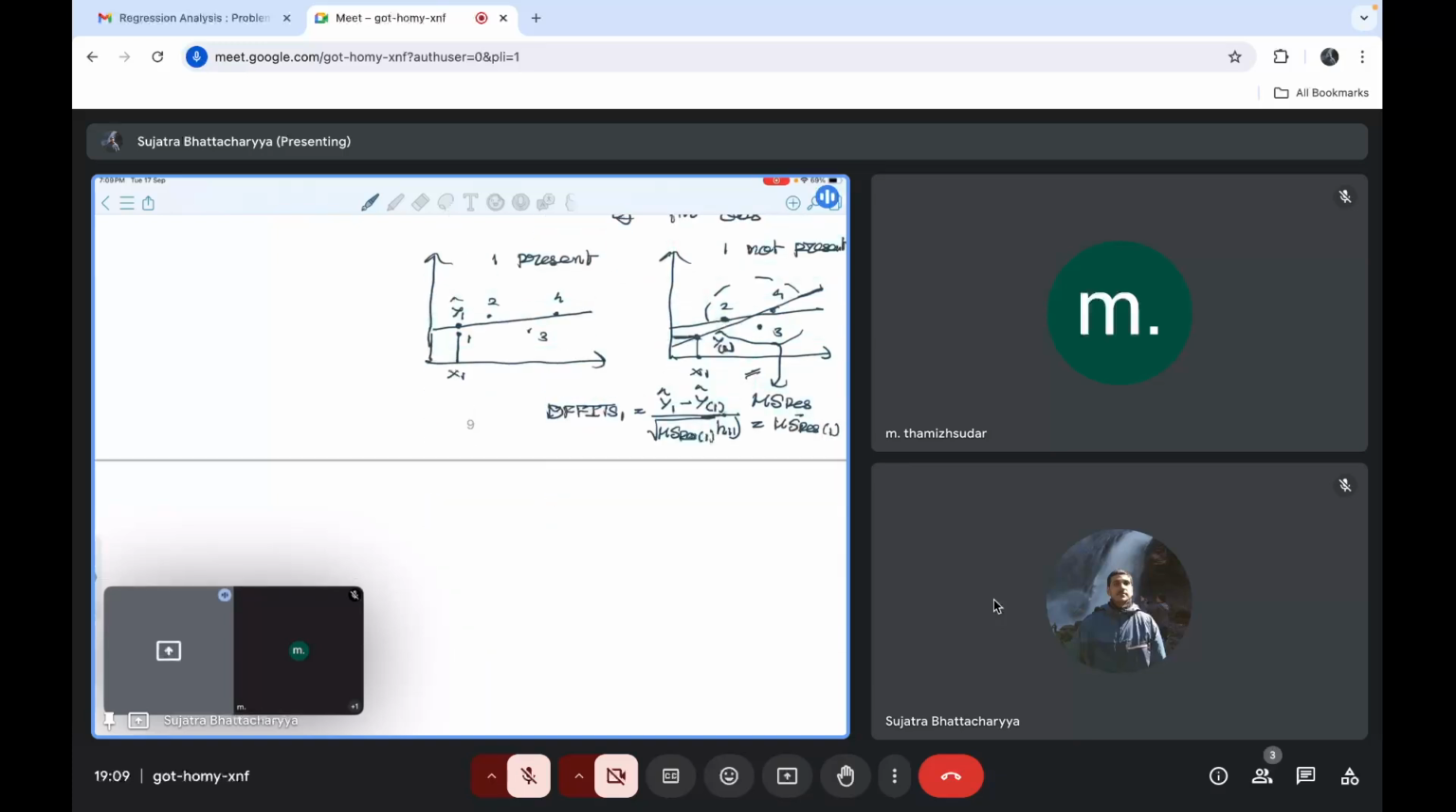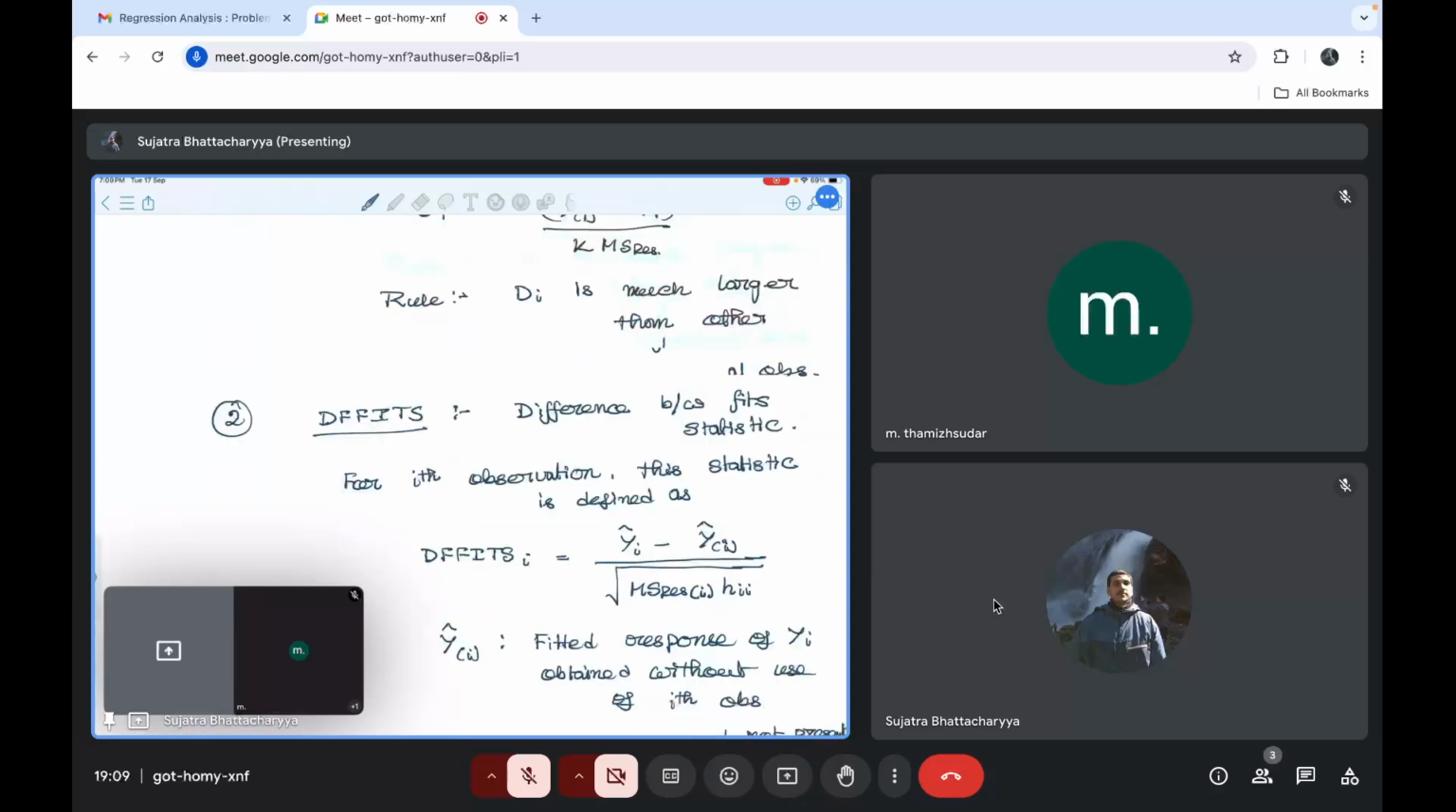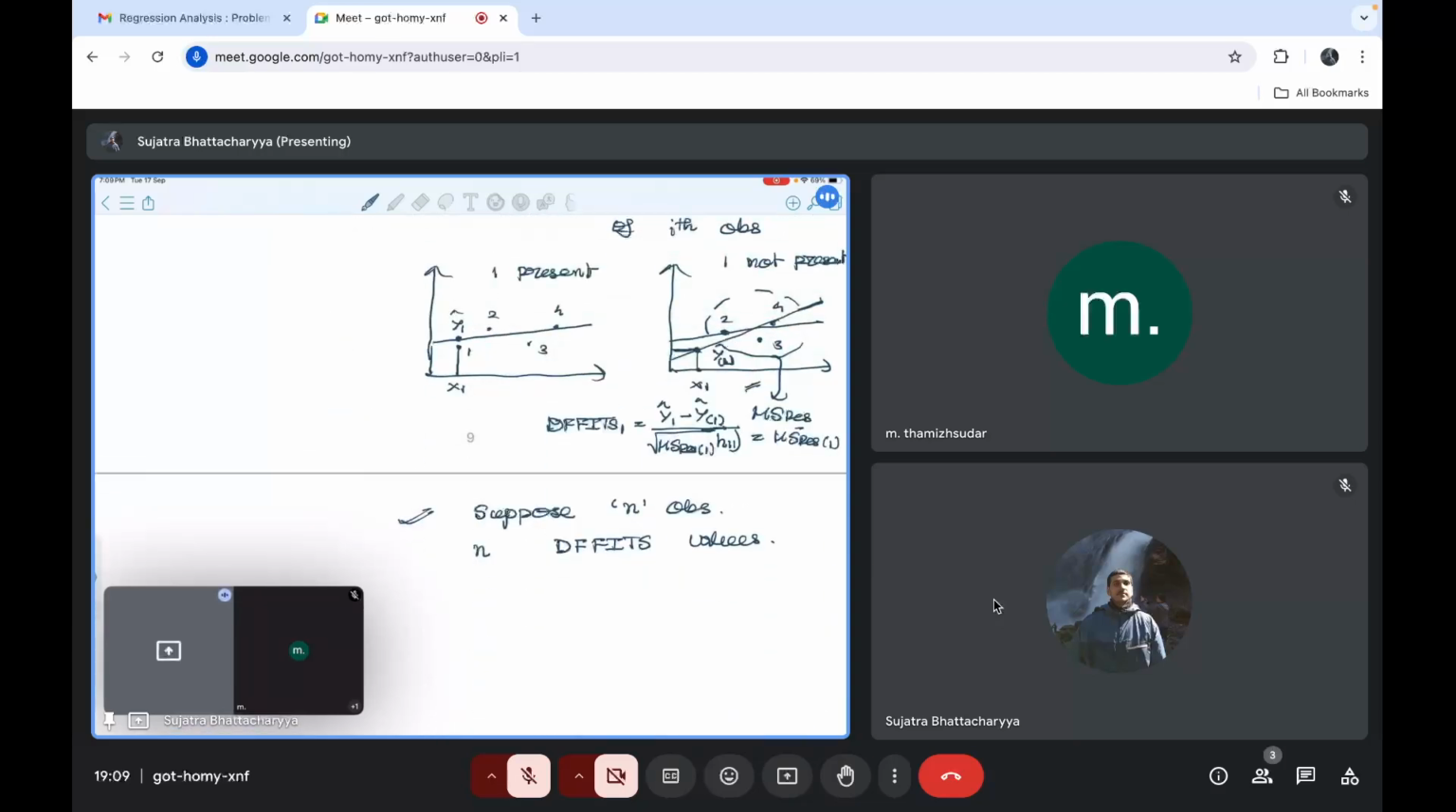Okay, so as you can see, suppose you have n observations. So how many DF fits values will be there? There will be n DF fits values. Right? This is important. We'll get most of the questions from this kind of a thing. Okay, so this is your DF fits.